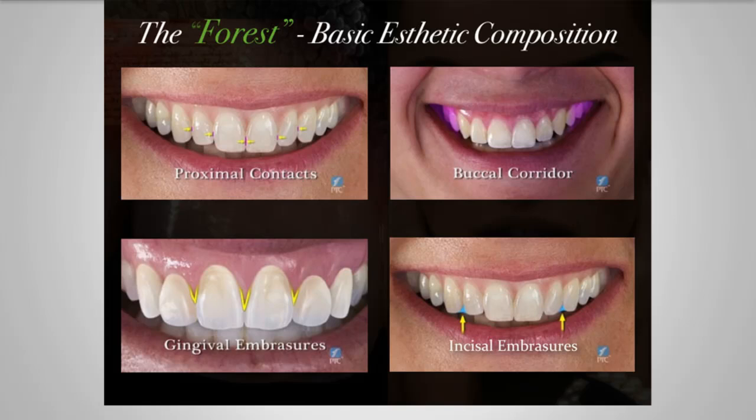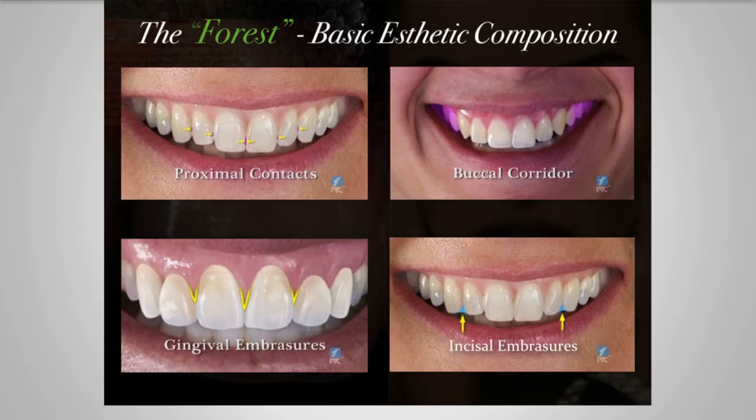Proximal contacts. I think everybody also knows buccal corridor is going to be important. And let me turn the sound off since I'm getting an email while I'm talking to you. All these things, gingival embrasures, incisal embrasures, and we'll talk a little bit about incisal embrasures. That's going to fall in our domain today. But if you miss the forest, obviously the trees somewhat become irrelevant.